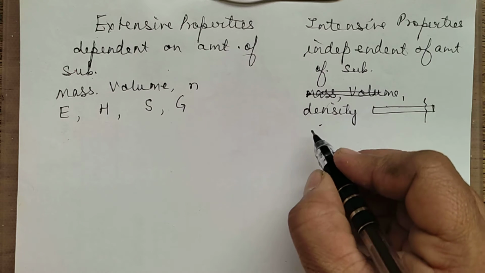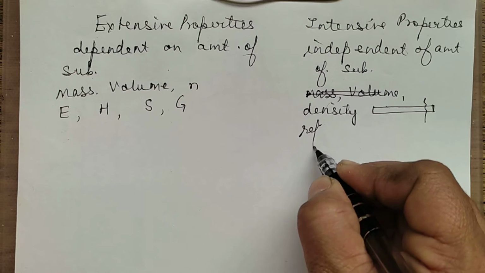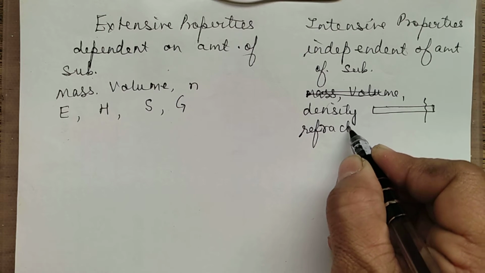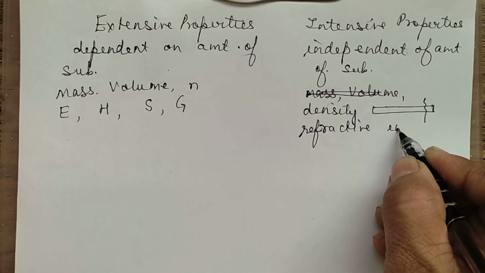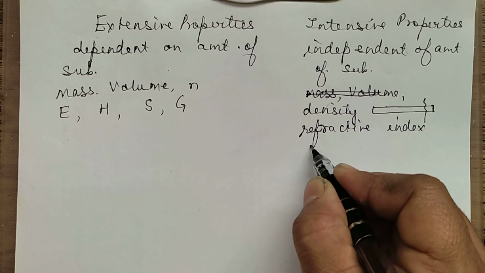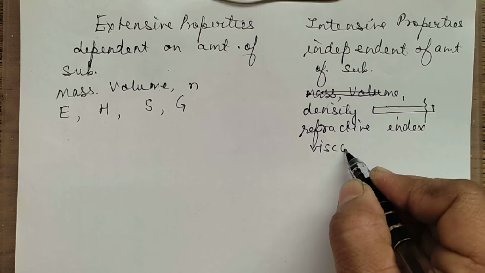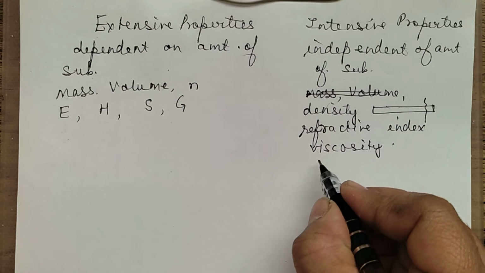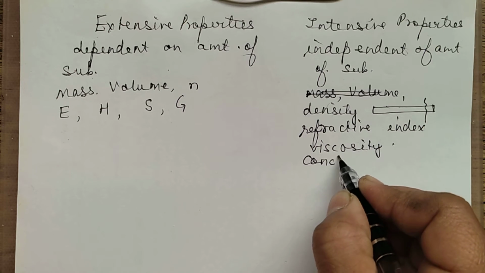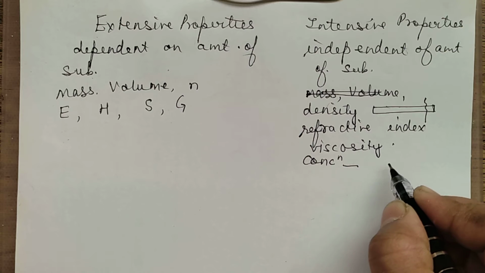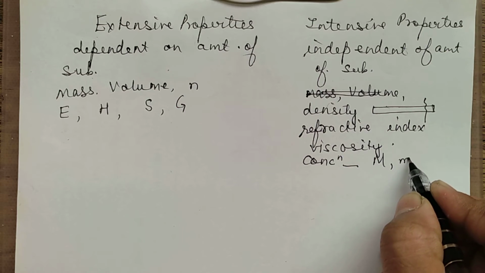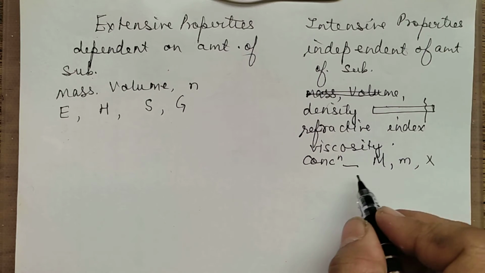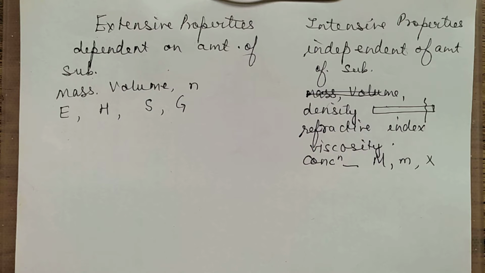Okay, so the density, you have refractive index. Refractive index is also independent. You have viscosity. Viscosity is independent. Then you have even concentration. All concentration terms, maybe molarity, maybe molality or mole fraction, these are all independent of the amount.